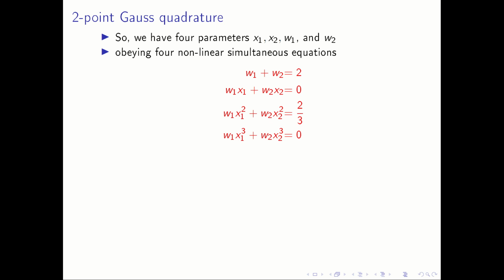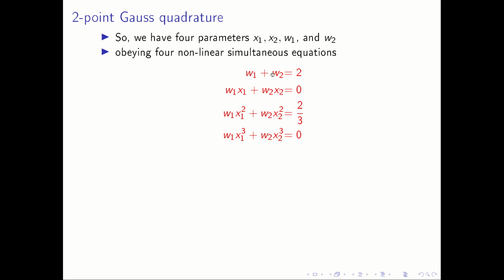Remember, not only are w1, w2 unknown, x1, x2 are also unknown. So we have 4 nonlinear simultaneous equations in this. Now, this is not too difficult to solve, despite the fact that nonlinear simultaneous equations are actually pretty difficult to solve. In general, this particular set can be solved rather easily. Let me just give you a hint. This can actually tell you that w1 x1 is minus w2 x2, and this one tells you w1 x1 cube is minus w2 x2 cube, and unless you want the weight to be 0, you can easily check that this will mean that x1 square must be equal to x2 square, which means x1 and x2 must be negatives of each other.